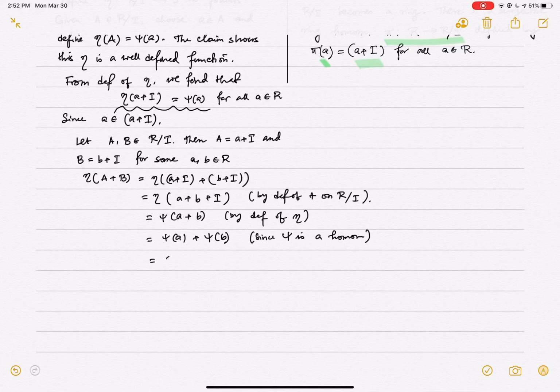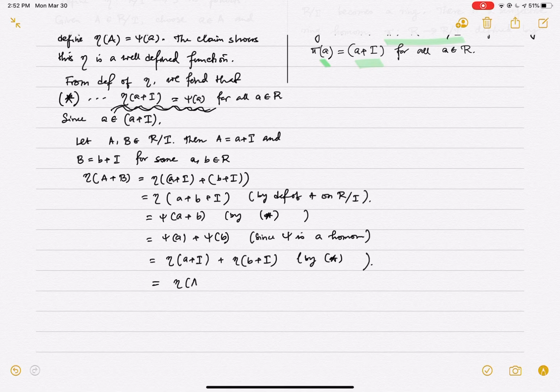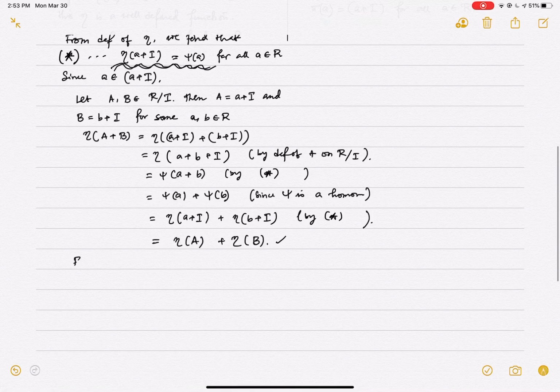But psi of a is again the same as eta of a plus I, and psi of b is eta of b plus I, again by the definition of eta up here. And maybe I should say star. This is star. And then a plus I is A, and b plus I is B. So this is eta A plus eta B. And similarly, multiplication. So we checked addition, now check multiplication. And finally, let's check it's injective.